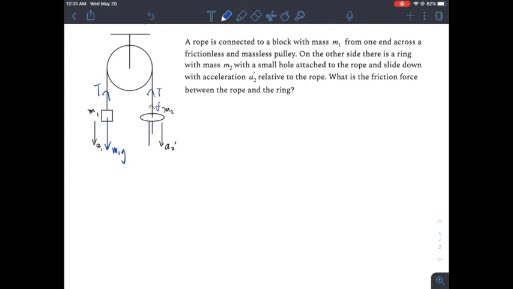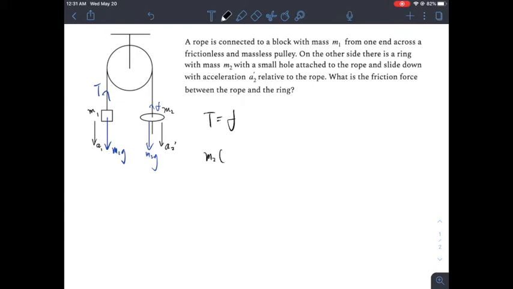But we need to know that there shouldn't be a tension force directly attached to M2. There should only be a friction force. So in the scenario of M2, the tension force is equivalent to the friction force. So on the left hand side and the right hand side, we know that tension is just the friction. It's a pretty important result.